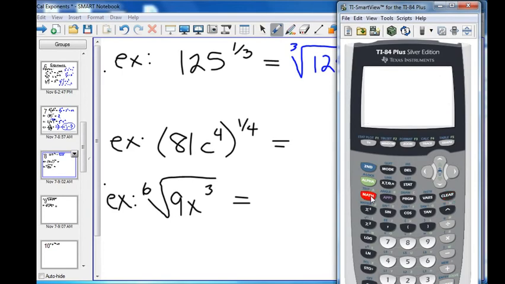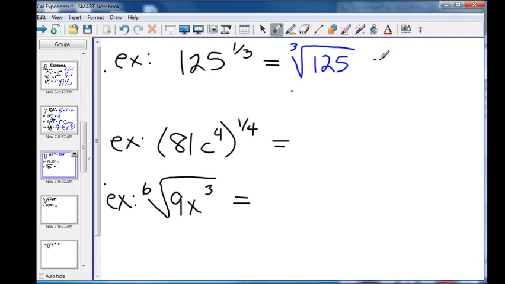We can do the cube root, you go to math, number 4, of 125. That should be the same as doing 125 raised to the 1/3. Parentheses aren't necessary there, just so you know. It's fine to have them, you don't have to. But the answer is 5 either way.